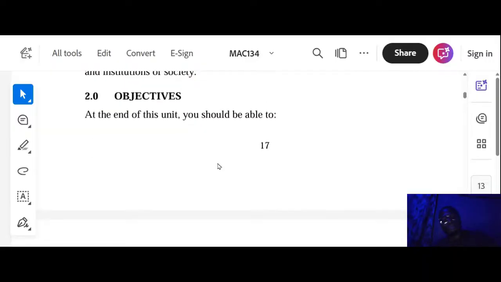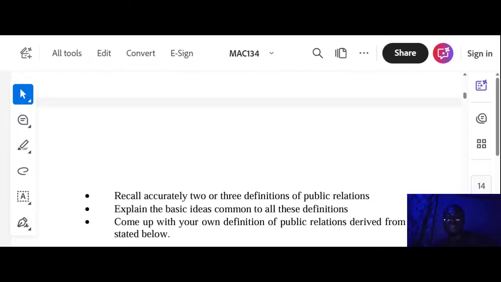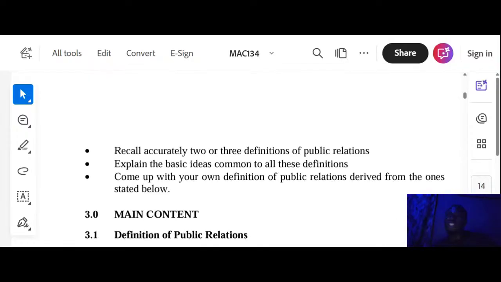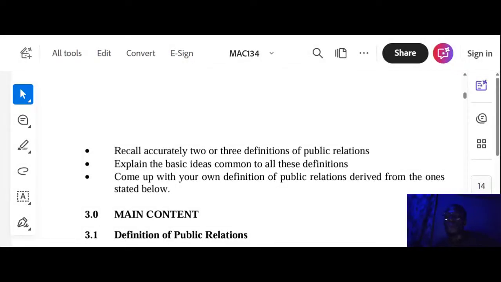So, objectives. Why must I study this unit? When I finish studying this unit, what is the school expecting me to know? What will they test from this unit? So, one, you should be able to recall accurately two or three definitions of public relations.